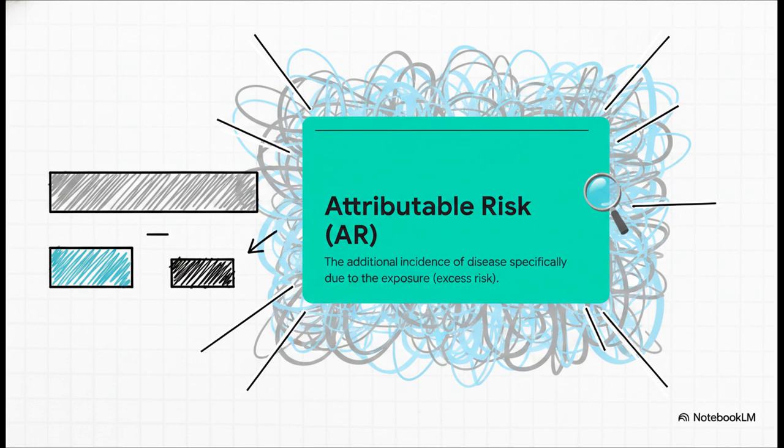Attributable risk strips away all that background noise to tell us the precise excess risk. We calculate it simply as the incidence in the exposed minus the incidence in the unexposed. We are literally just subtracting the baseline rate of disease from the elevated rate to find out exactly how much blame we can pin on the exposure itself. And if we take it a step further, calculating the attributable risk percent reveals the exact proportion of that disease we could completely eliminate if we just removed the exposure.